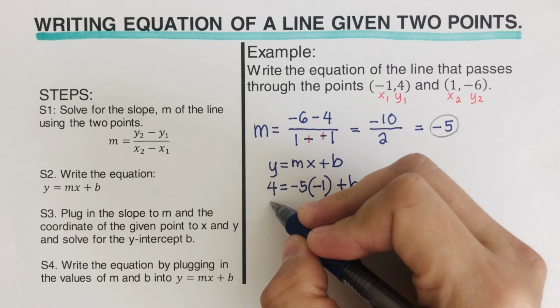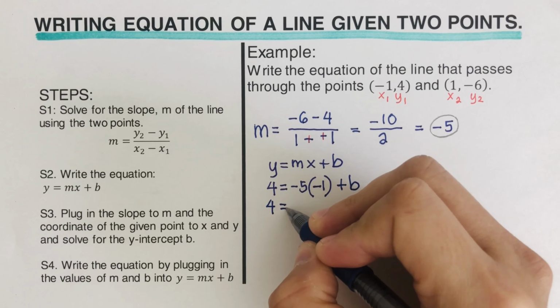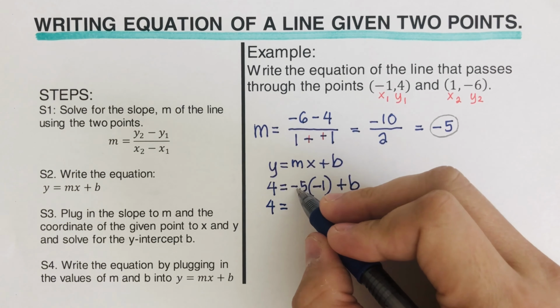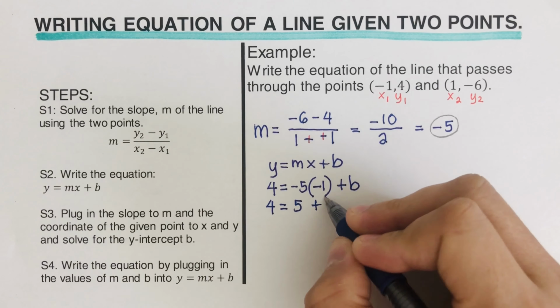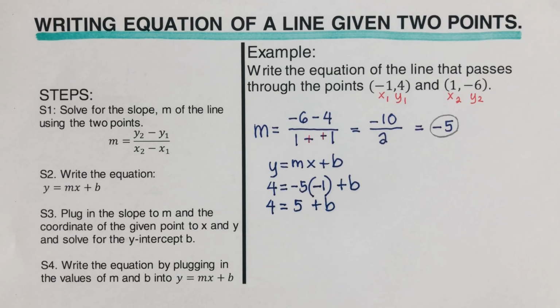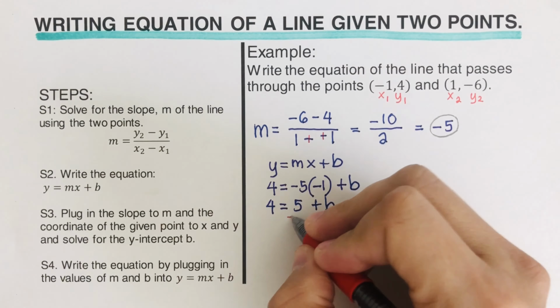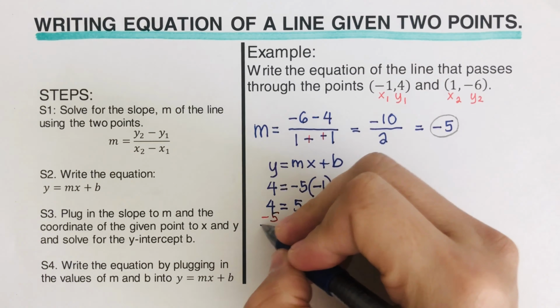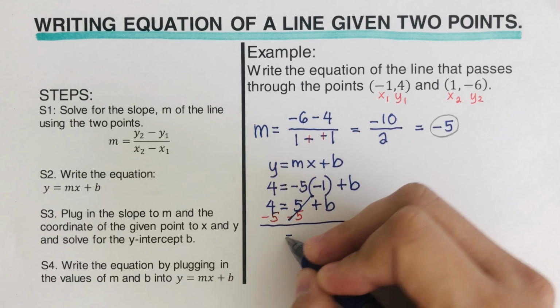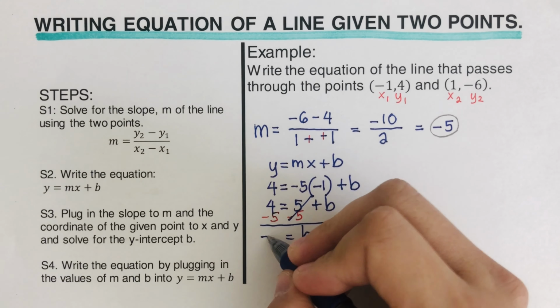So in this problem, we get 4 equals +5, because a negative and a negative will come out positive. So it's +5 plus b, and we want to solve for b. So we subtract 5 from both sides, -5 and -5. So we can cross this out first. Then our b is -1.